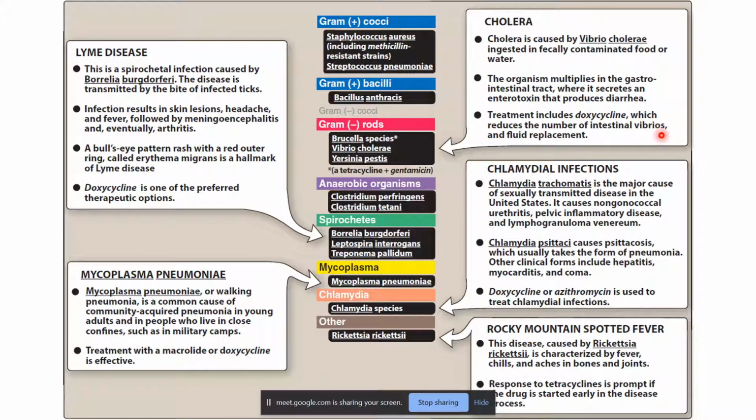Okay, cholera is caused by Vibrio cholerae, and is usually from water or contaminated food. The symptoms of cholera are diarrhea, because it multiplies in the GI tract, and the treatment is usually doxycycline, which is very effective, and fluid replacement is also required. Doxycycline is actually the most useful tetracycline of all of them. So make sure that you have doxycycline in your pharmacy.